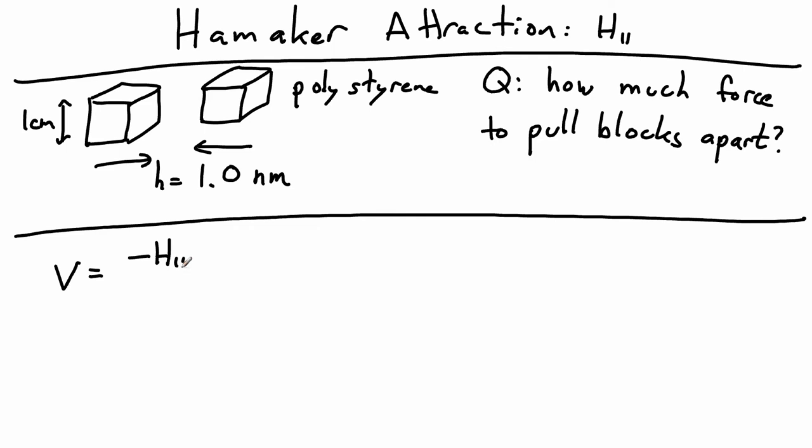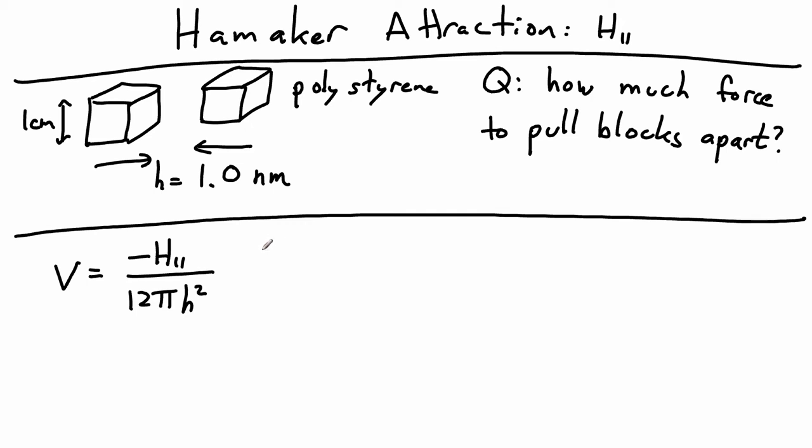The potential energy for two blocks is negative H11 over 12 pi h squared. And now we can see H11 is appropriate to use when we have two blocks made of the same material, material 1, separated by nothing. So there's not going to be anything between them. Okay.